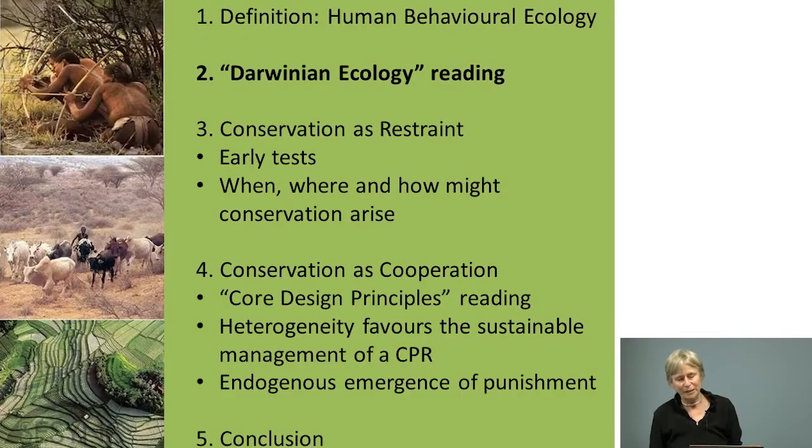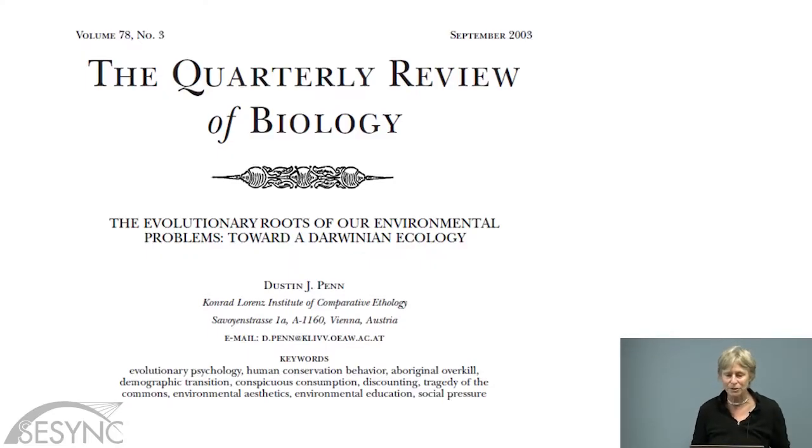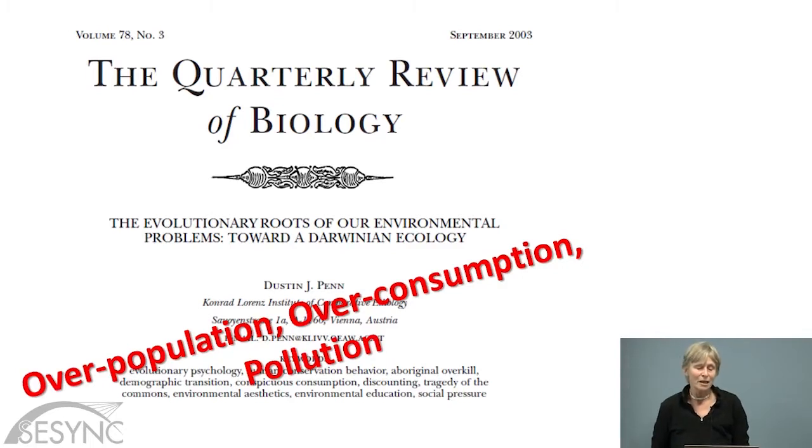So just very briefly, the paper that I allocated for today was an early paper, 2003, by Dustin Penn, The Evolutionary Roots of Our Environmental Problems: Towards a Darwinian Ecology. I hope some of you got to read it. It's a nicely argued, fascinating paper in which he addresses what to do about these awful things which are really driving the planetary crisis we're in: overpopulation, overconsumption, and pollution. On overpopulation, he looks at what we can learn from evolution to understand how, when, and why people are willing to reduce fertility. This is actually the kind of work that I work on much more than what I'm talking about today.